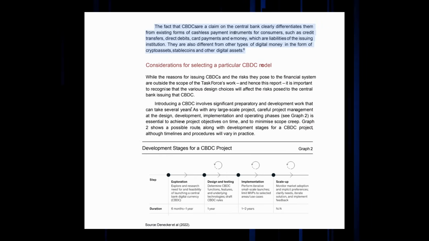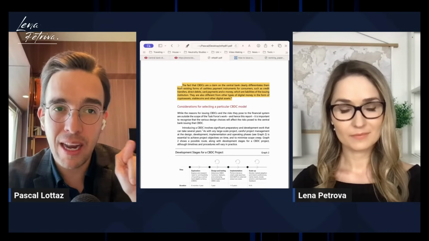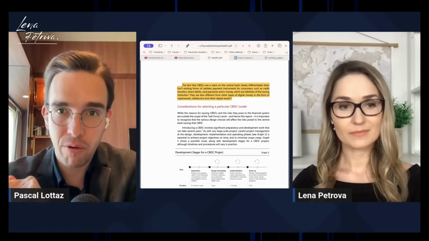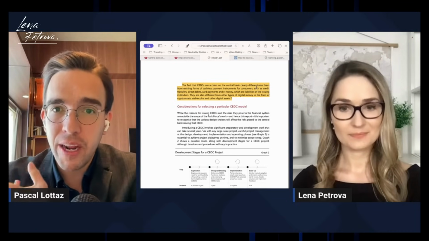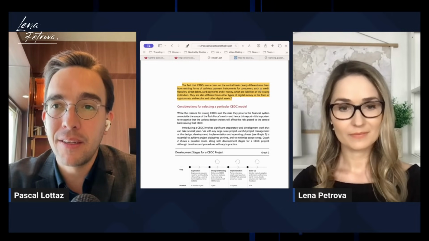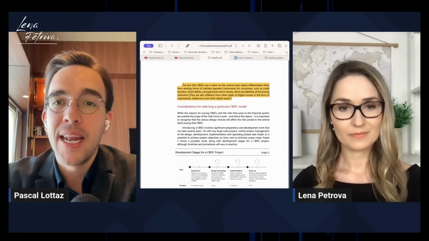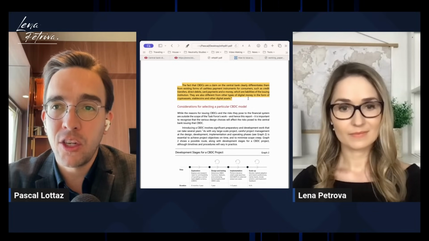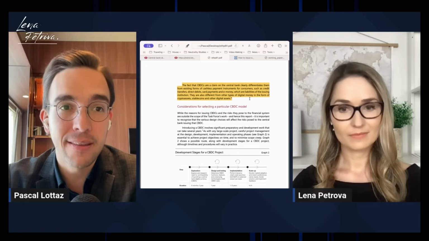Here's another one. The fact that CBDCs are a claim on the central bank clearly differentiates them from existing forms of cashless payment. Because our cashless payments that we use at the moment are claims on retail banks, not on the central bank. Such as credit transfers, direct debits, and card payments in e-money, which are liabilities of the issuing institution. They are also different from other types of digital money in the form of crypto assets, stable coins, and other digital assets.